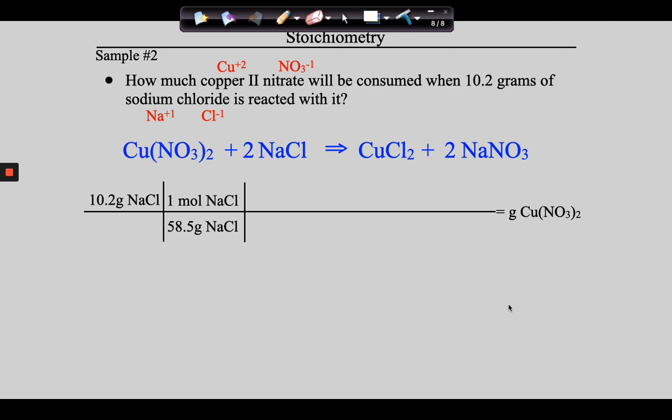Then guys, after that, we need the mole to mole ratio. So our starting point goes on the bottom, blank moles of NaCl. Our goal goes on the top, blank moles of our goal, which is copper 2 nitrate. Now guys, where do we get the numbers that fill in the blanks? From the balanced equation. Fill them in ahead of me.